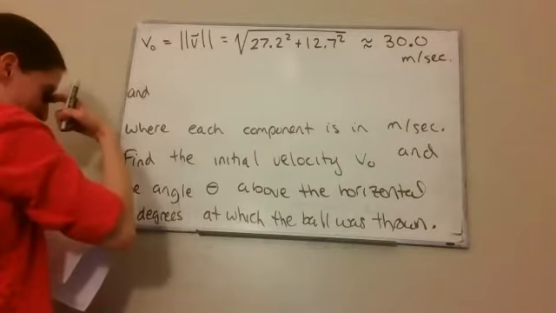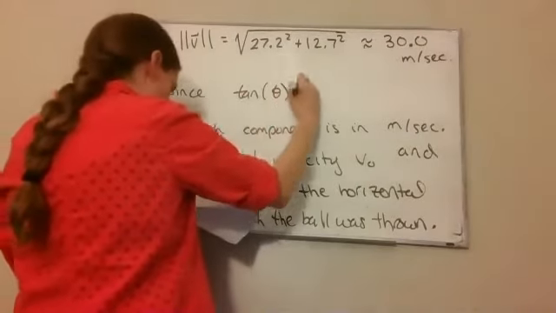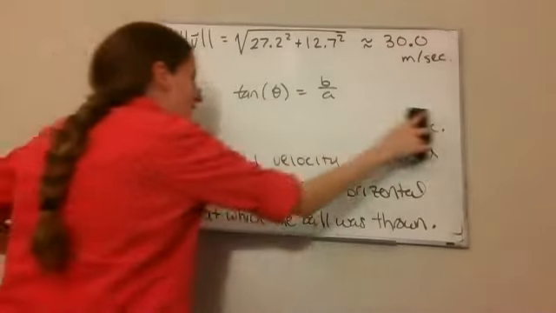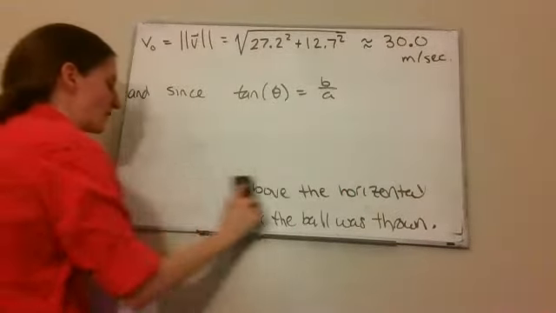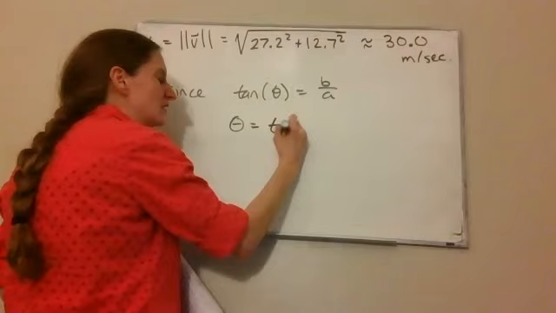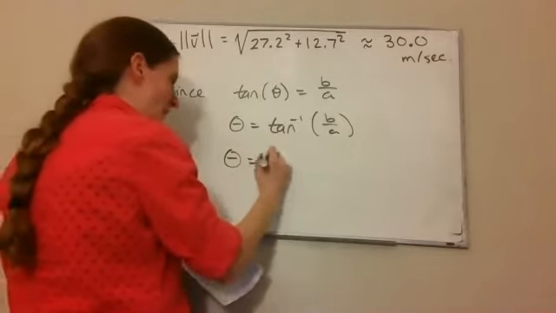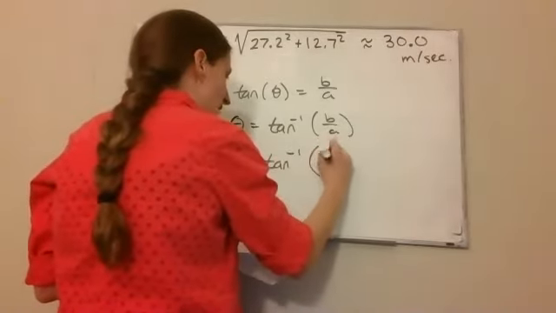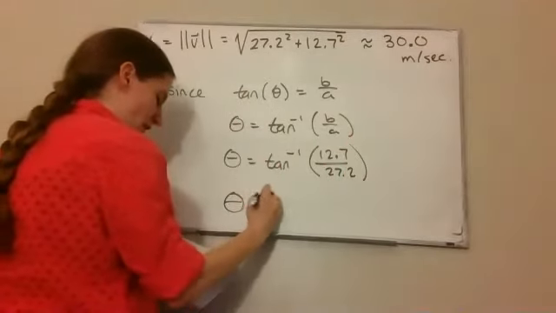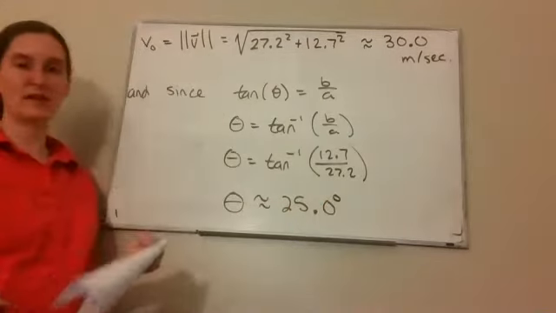And then to find this angle theta, since tangent of theta is b over a, that means that theta will be tangent inverse of b over a. If I fill in what my b and my a are, I have 12.7 over 27.2. Type it in your calculator, and to 1 decimal place, it's approximately 25.0 degrees.